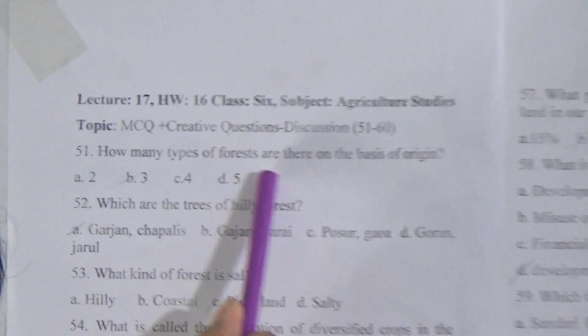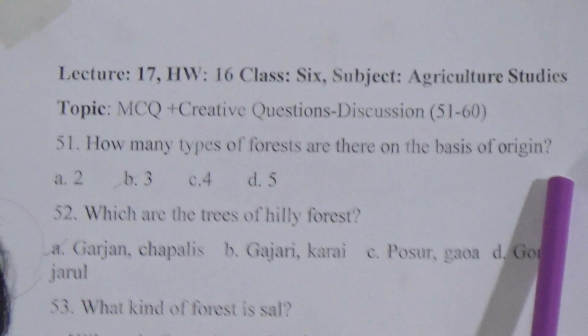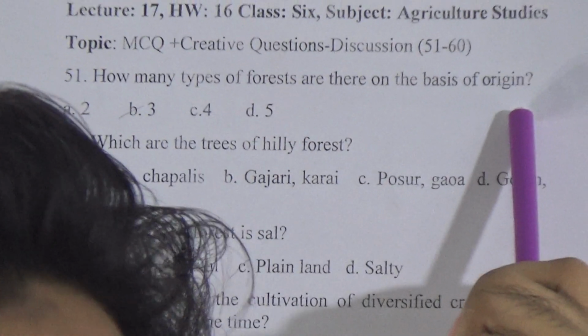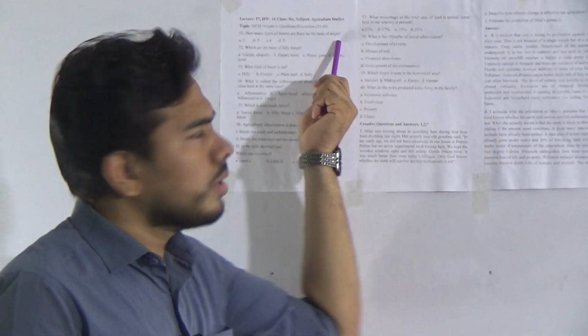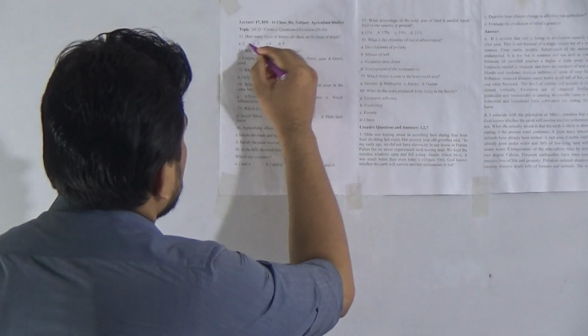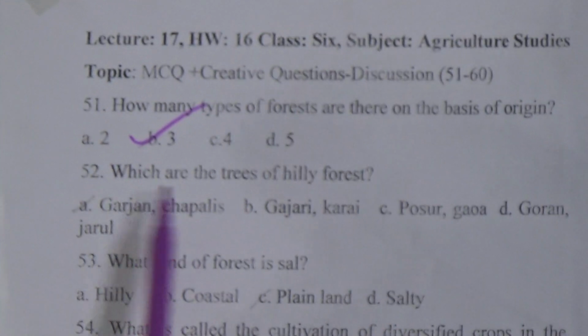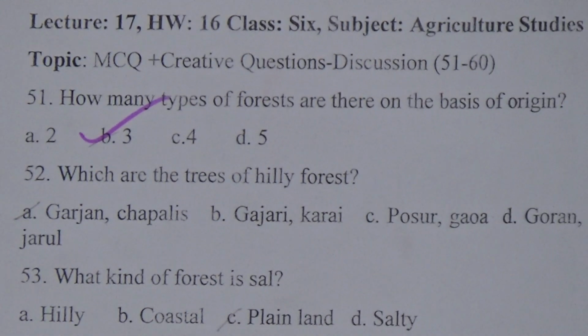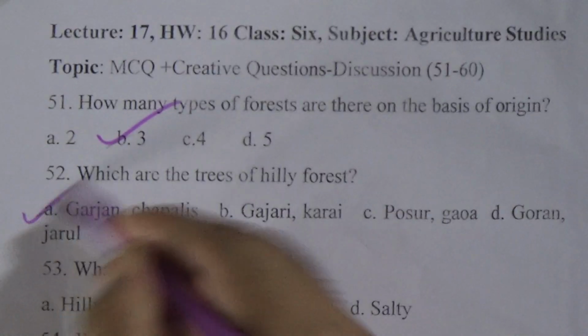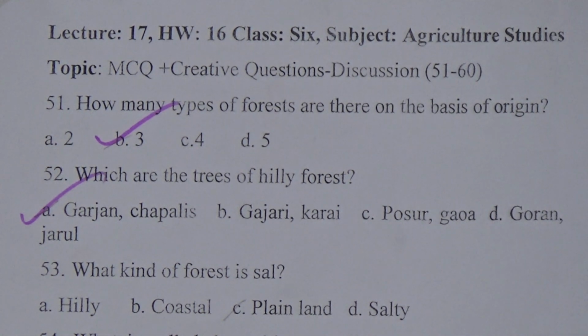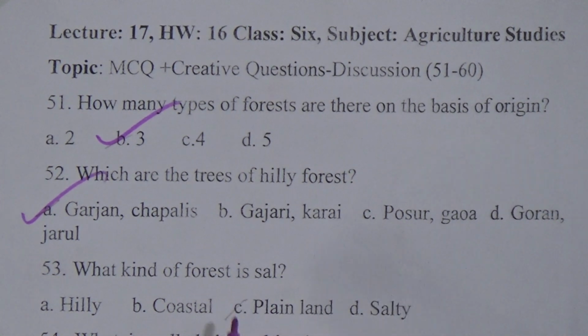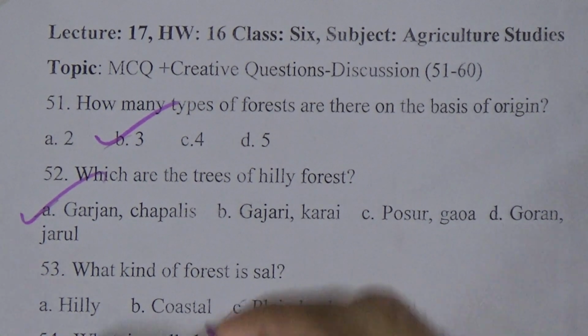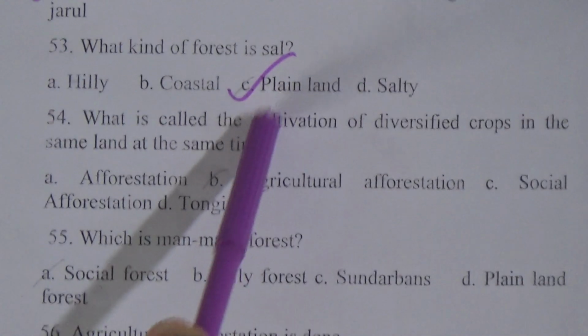So the 51 number question is, how many types of forest are there on the basis of origin? You know that there are 3 types of forest in our Bangladesh. So the answer should be 3. And 52 number, which are the trees of hilly forest? You know, Garjan and Chapalish are the hilly trees. We know, what kind of forest is Sal? Sal is one kind of plain land trees.